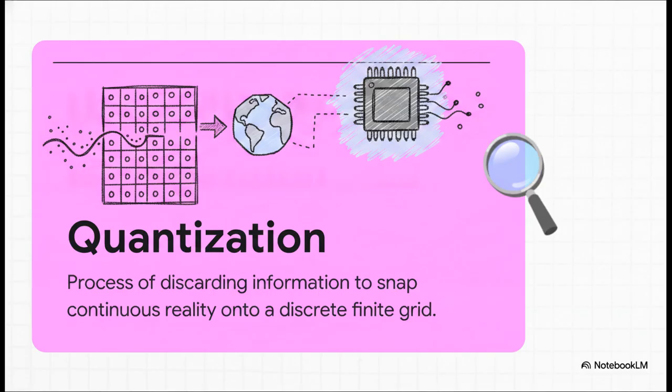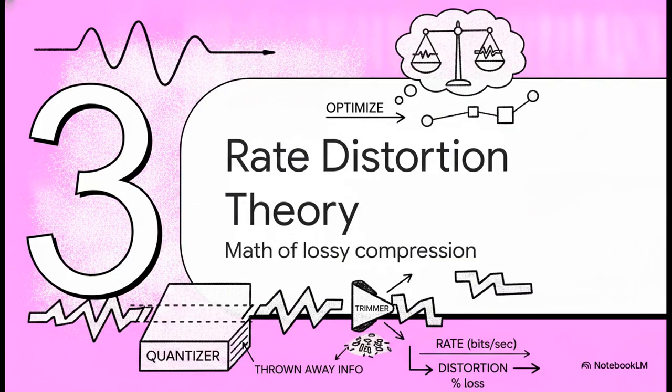And that brings us to our formal definition. Quantization is the mathematical process of discarding information to snap continuous analog reality onto a discrete, finite grid. It's the primary tool we use to artificially force this infinite physical world to fit inside the confines of a microchip. Basically, to make it fit, we have to throw something away. Let's move on to section 3, rate distortion theory explained, the math of lossy compression.